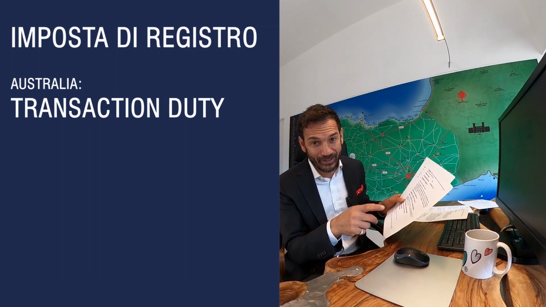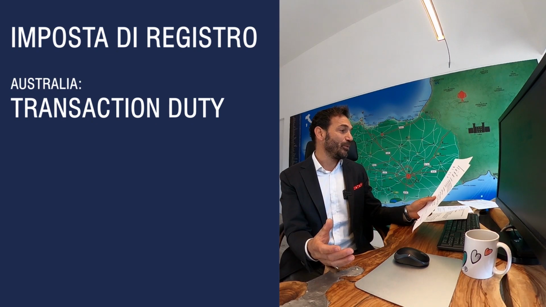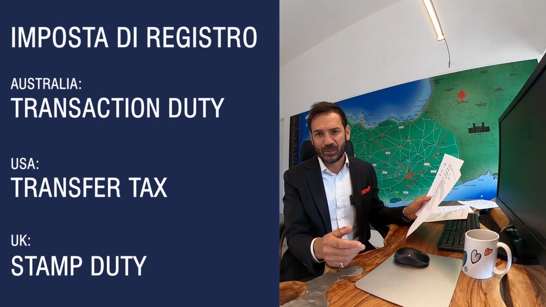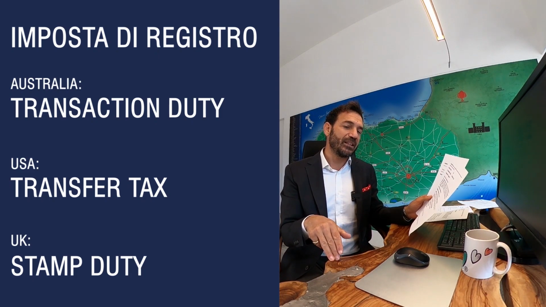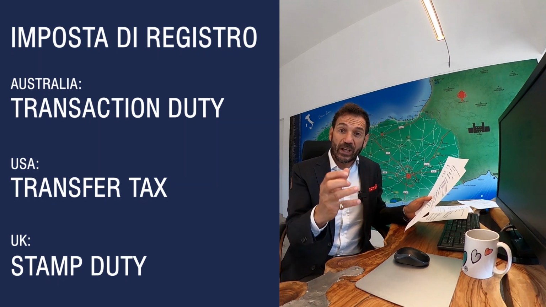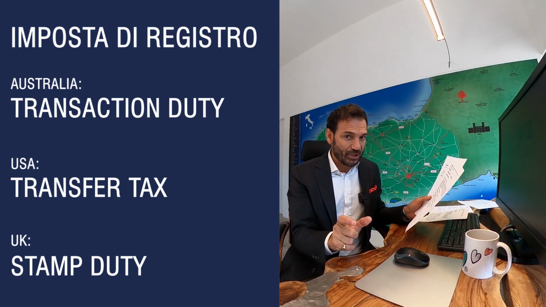What's the imposta di registro? Well, if you're in Australia, you may know the imposta di registro also as a transaction duty. I don't know everything, but I have printed some material. Or if you are in the United States, it's also called transfer tax. If you're in England, stamp duty. In Italy, imposta di registro is the amount of money that the country wants when you are actually buying real estate. So it's a tax on your purchase.